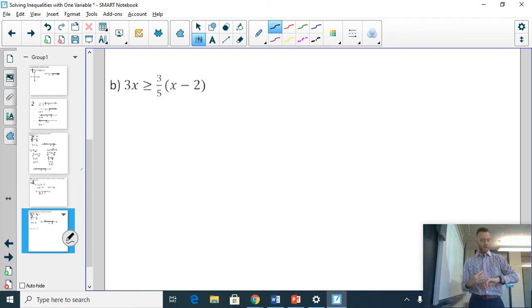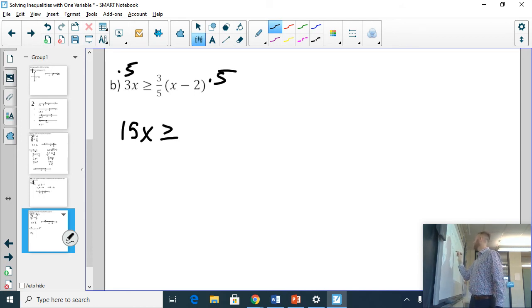And how am I going to get rid of that fraction? I'm going to multiply it by 5 on both sides, right? Because if I have 3 divided by 5, and then I multiply by 5, that'll get rid of it. So if I multiply by 5 on this side and on that side, 5 times 3x is going to be 15x greater than or equal to, divide by 5 times 5 is going to cancel out. So now we have 3 times x minus 2.